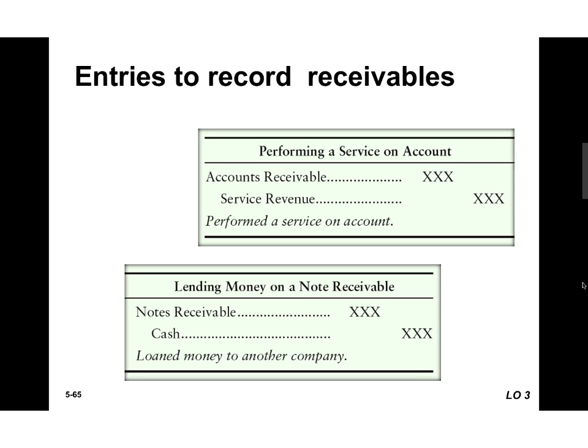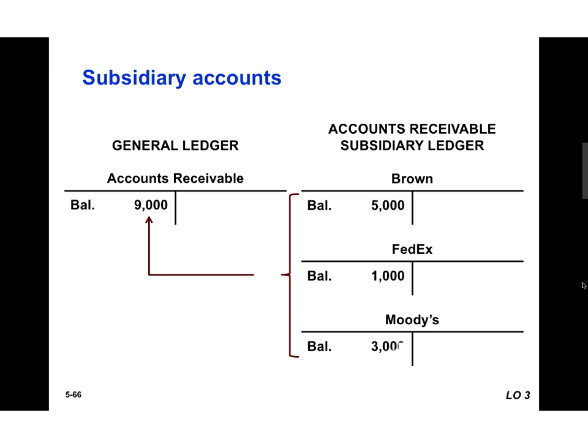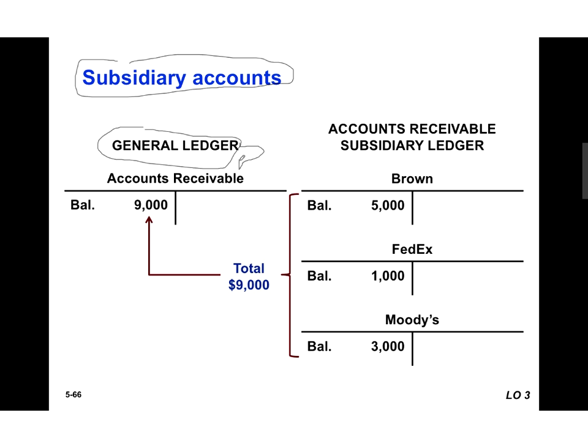Okay, we have a little bit of terminology next. We have this terminology called subsidiary accounts, and that's the term you need to know. On a company's general ledger, which is what's on their balance sheet, we will see the account called accounts receivable. In this case, this company is owed $9,000. That means customers owe it $9,000.